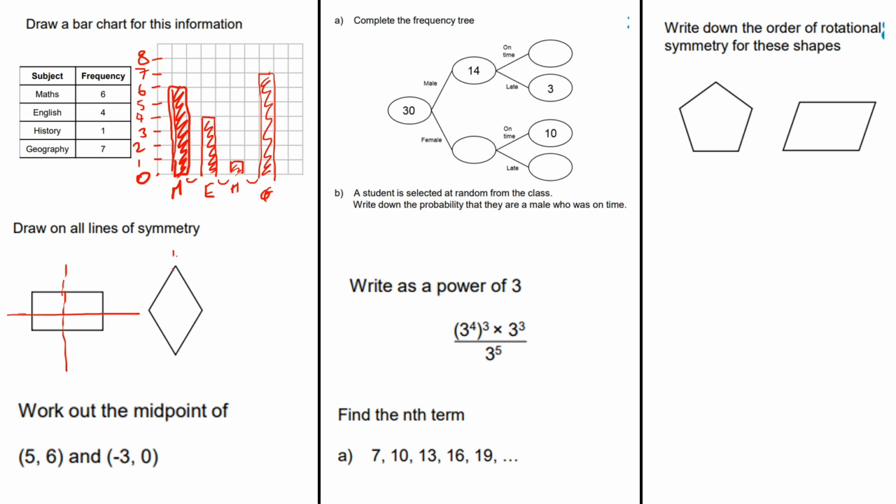It would work out if I do it this way and this way for this. So these are the lines of symmetry of these two shapes.